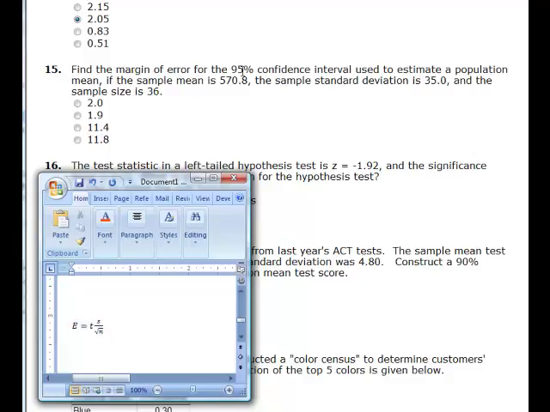So we're looking for a 95% confidence interval, which means our alpha is 0.05. And for the t-table, we need degrees of freedom, which is n minus 1. So we've got 36 minus 1 here, which is 35.